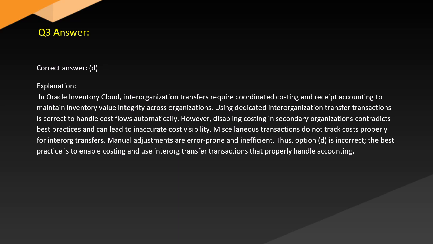Miscellaneous transactions do not track costs properly for interorg transfers. Manual adjustments are error-prone and inefficient. Thus, option D is incorrect. The best practice is to enable costing and use interorg transfer transactions that properly handle accounting.